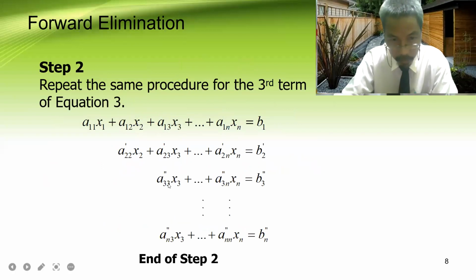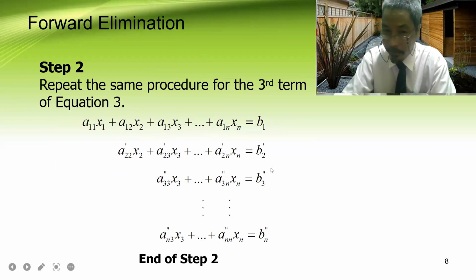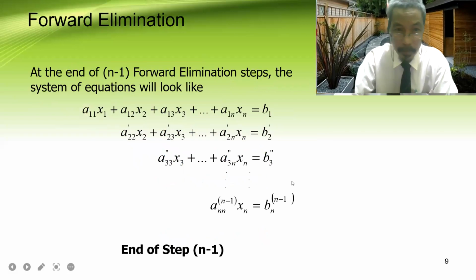So now when we are going to work on the third equation, forcing all of the coefficients of the second term to be 0, it will become double prime: A33 double prime, A3n double prime, and B3 double prime. So that is step 2, and we repeat this process.